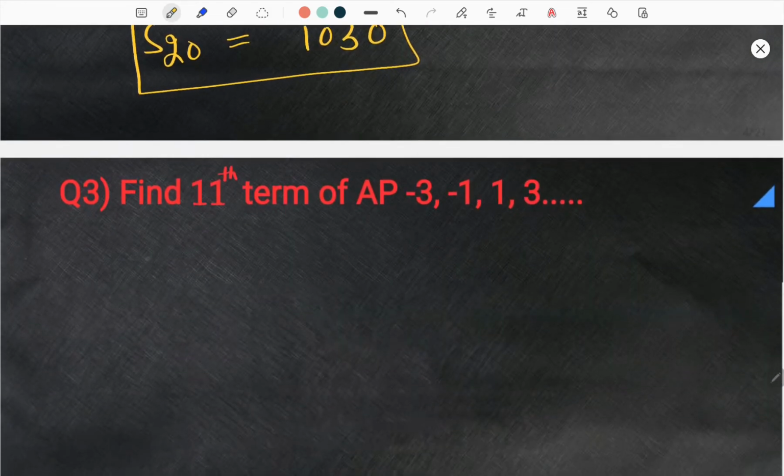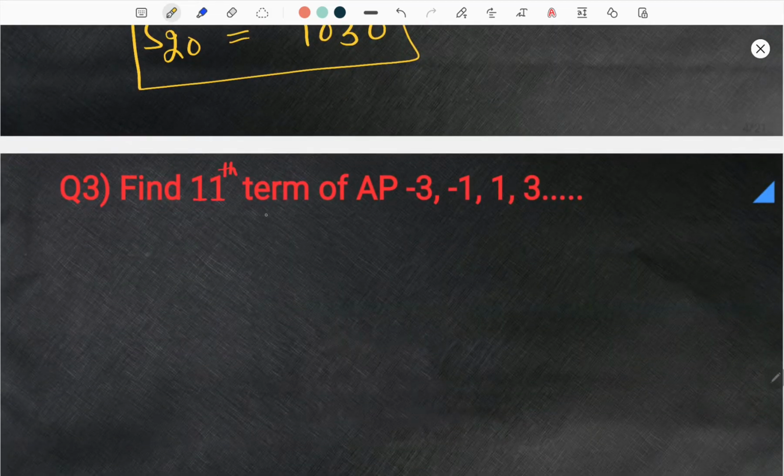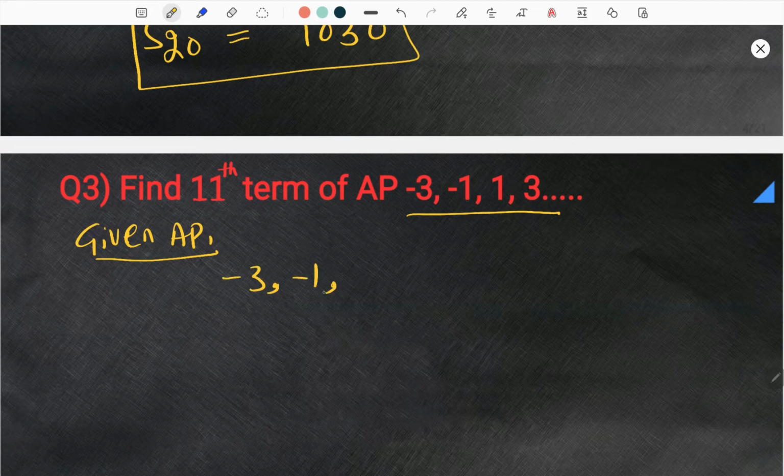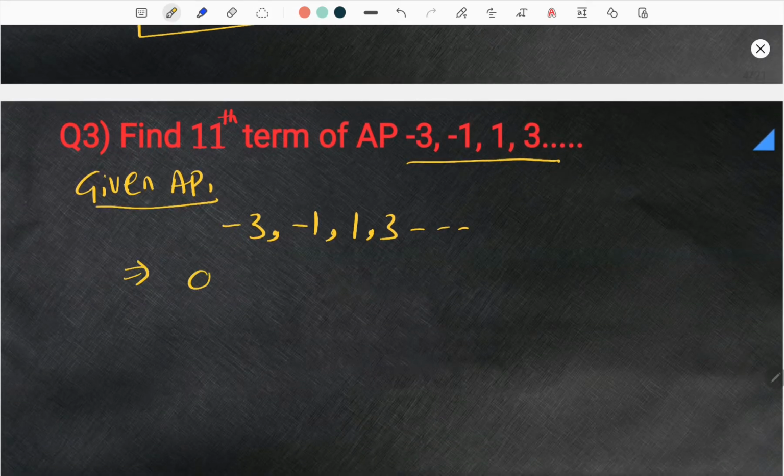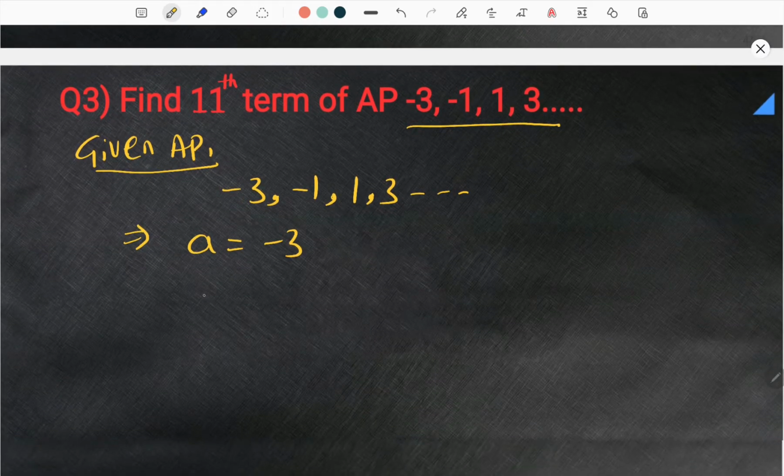Then moving forward to the third question. This is also a very famous question for 1 mark or 2 marks. Find the 11th term of the AP minus 3, minus 1, 1, 3. So what is the given AP? Let us write down the given AP: minus 3, minus 1, 1, 3, and it continues. What is the first term? The first term is minus 3. How about d? d is equal to the second term minus the first term, that is minus 1 minus minus 3.